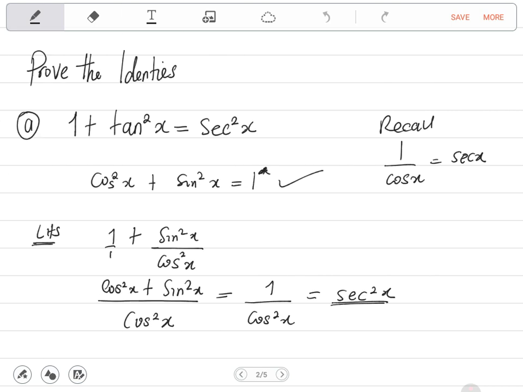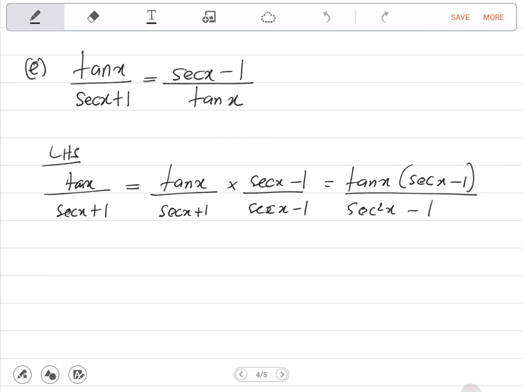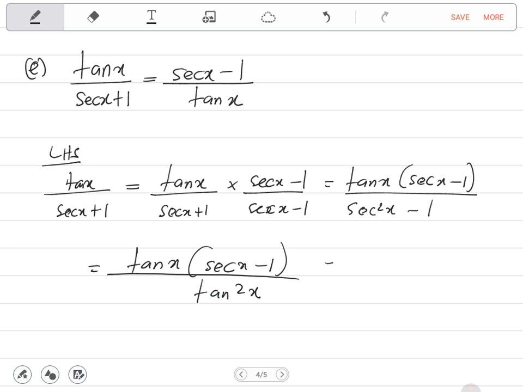There's something that we did here. We proved something. There's this identity here, meaning I can make tan squared x the subject of the formula from here and substitute. So I now have tan x times sec x minus 1 divided by tan squared x, where one tan and one tan will cancel. I'll remain with sec x minus 1 over tan x.